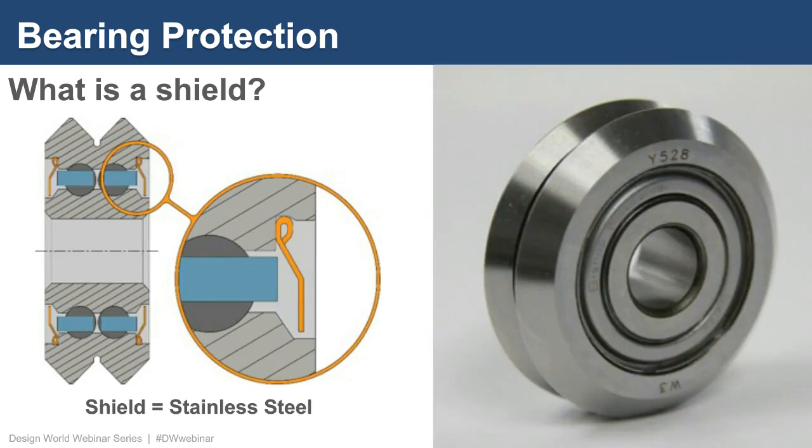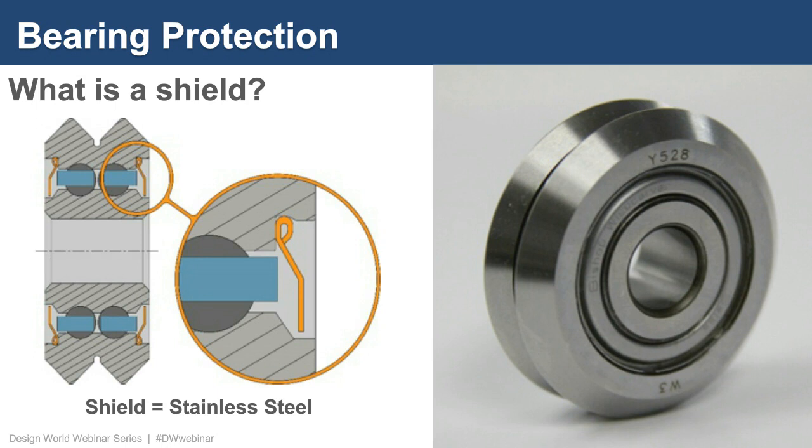Another type of bearing protection is called a shield. It's made out of steel or stainless steel. It's also attached to the bearing in the same manner, where it's installed into a groove on the outer race. Because it's metal and we don't want metal-to-metal contact, it stops just short of the inner race so that there is no metal-to-metal contact. This little gap, though, allows small particles to get in there.